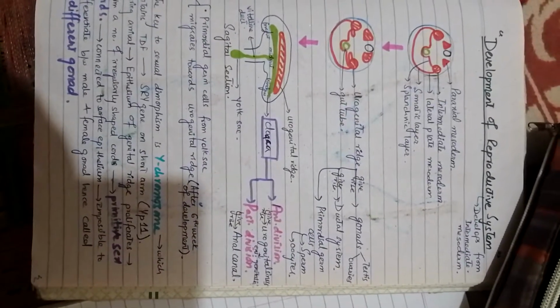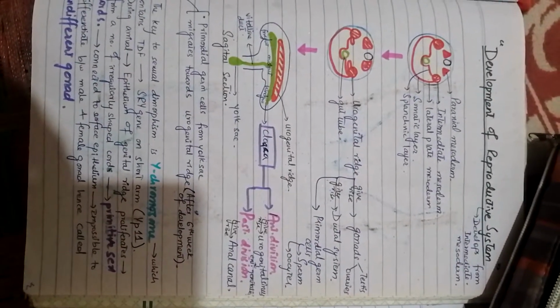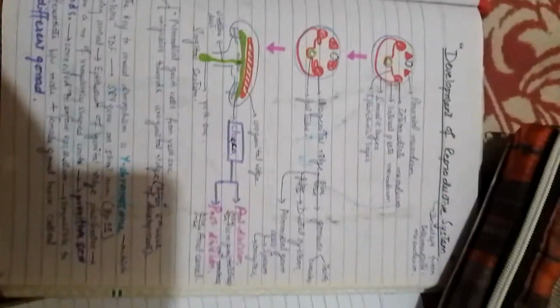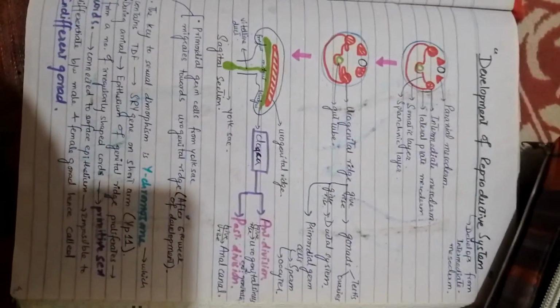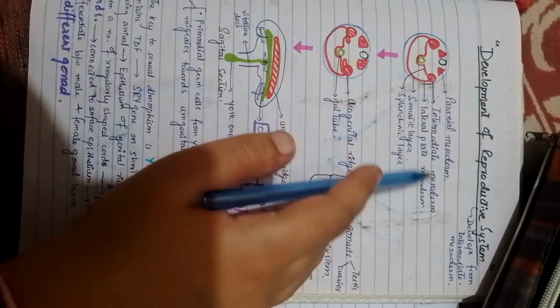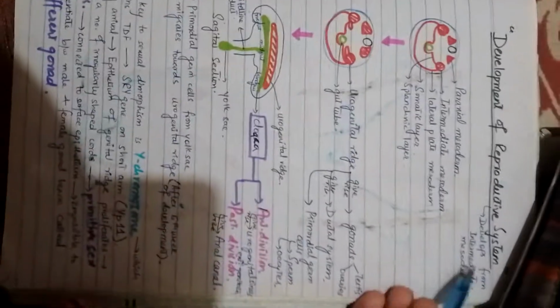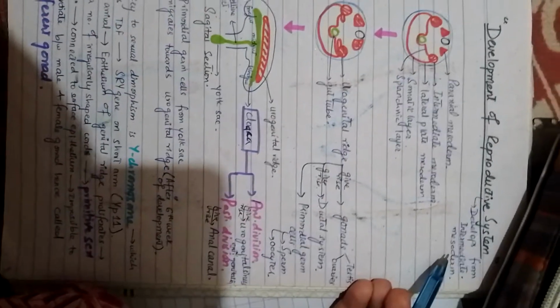Today our topic is the development of the reproductive system. As we know, there are three germ layers: ectoderm, endoderm and mesoderm. The mesoderm further divides into three parts, that is paraxial mesoderm, intermediate mesoderm and lateral plate mesoderm. The reproductive system develops from the intermediate mesoderm.